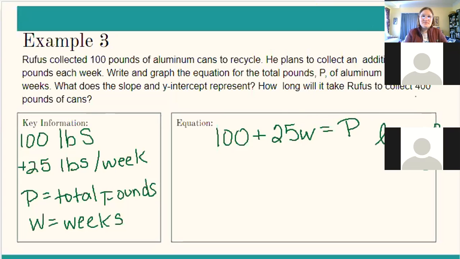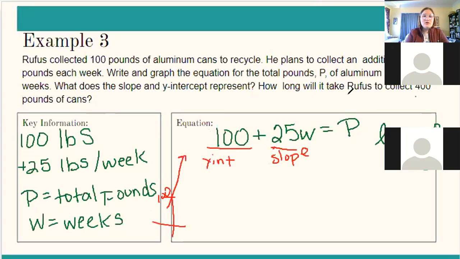So it's kind of like you're writing the linear equation before you actually try to solve. Because by writing the linear equation first, we can answer all kinds of questions. We can pick any number of weeks to put in here to figure out how many pounds he'd have collected. Or we could put in some total number of pounds to figure out how long it will take. Okay, this is our slope. This is our y-intercept. So if we graphed it, we would have a y-intercept way up here at 100. And then it would go really steeply up 25 and over 1.